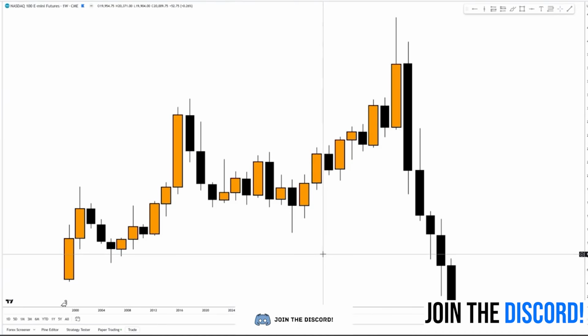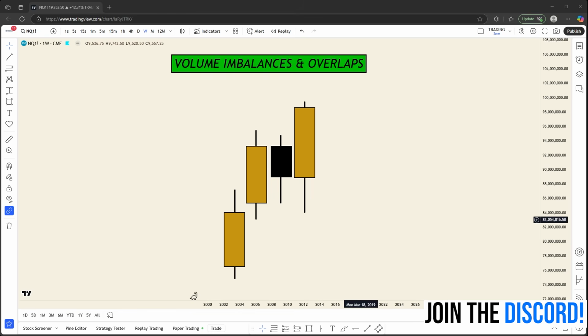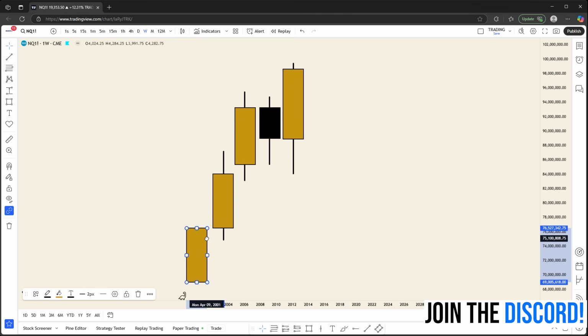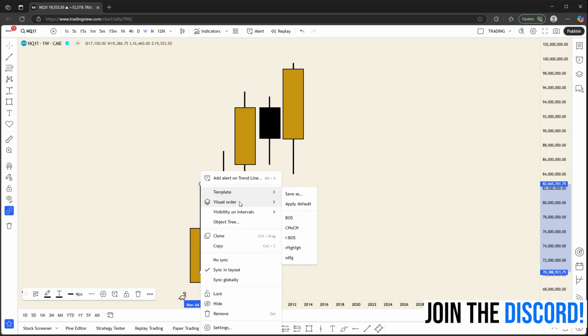But this is wicks. All right, so volume imbalances and overlaps. These are, again, some of the more fundamental types of levels that I use in my day-to-day trading. And these are very, very similar to fair value gaps, except they're a little bit different. So imagine a case like this where maybe you don't have any fair value gaps.